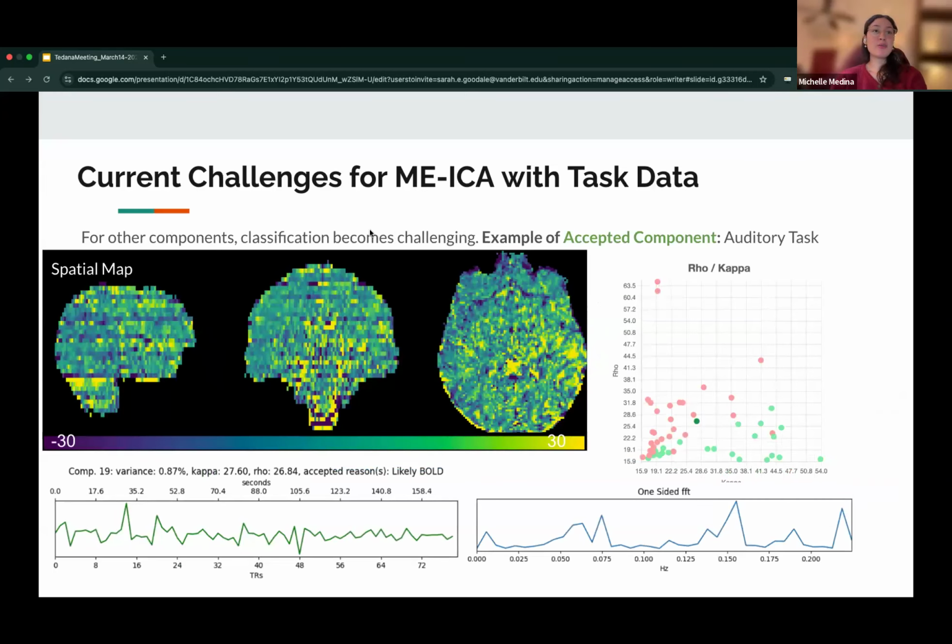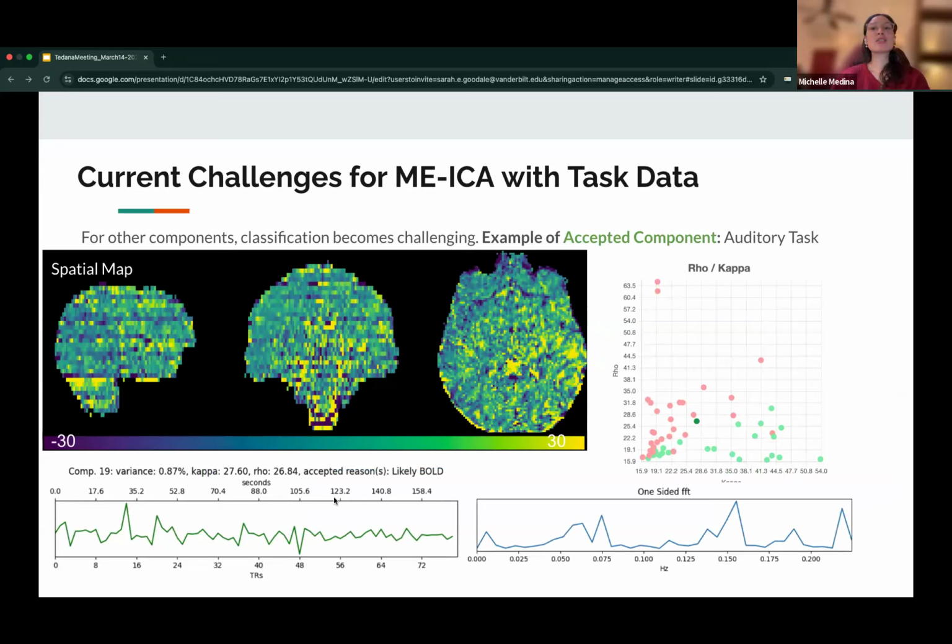Now, moving on to other components, the classification may become a little bit more challenging. This original decision tree decided to accept the component, but for certain things that I'll be talking about, I personally perhaps wouldn't fully agree with the automatic classification. If you look at the spatial map, you see this artifact, which is like striping of negative and positive signal, which is most likely related to noise and not BOLD.